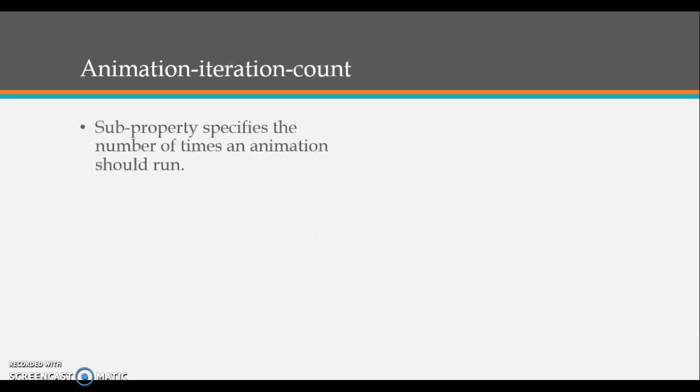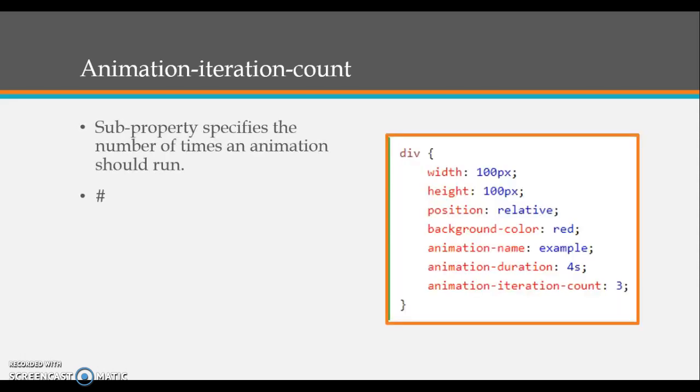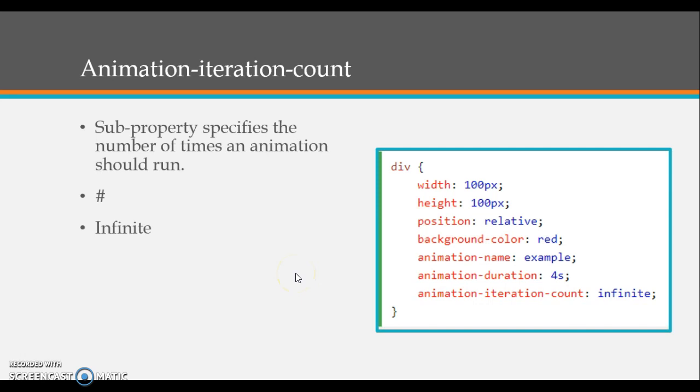The next subproperty is animation-iteration-count. This subproperty specifies the number of times an animation should run. So we can either set the number, in this case we want it to run 3 times, or we can set it to infinite. And as we saw in the first example, if we set it to infinite, it'll just keep on playing until the browser is closed.